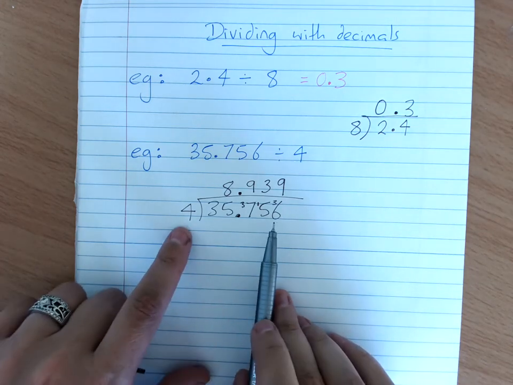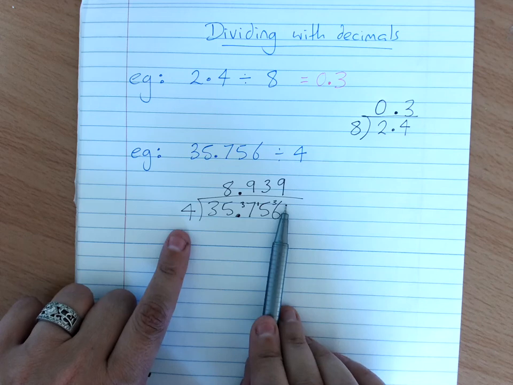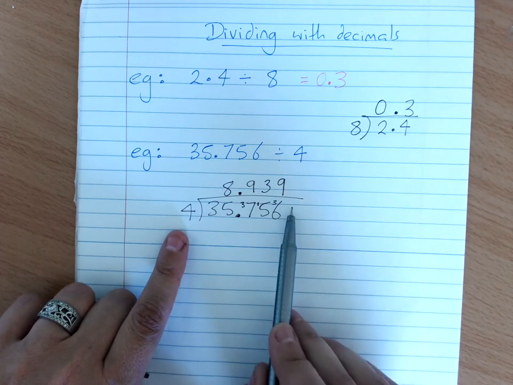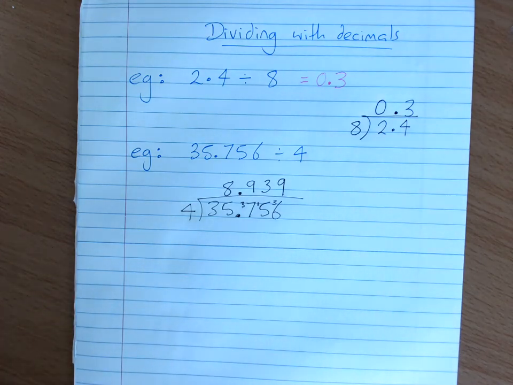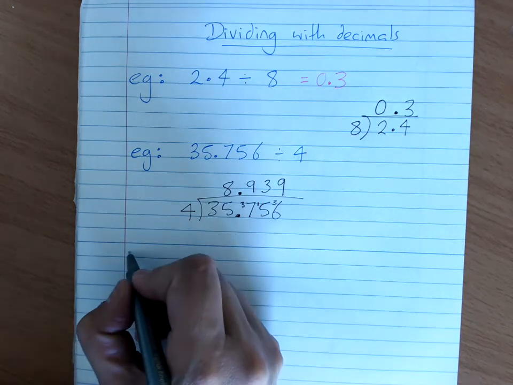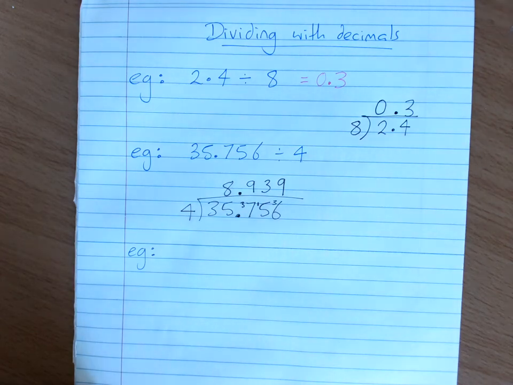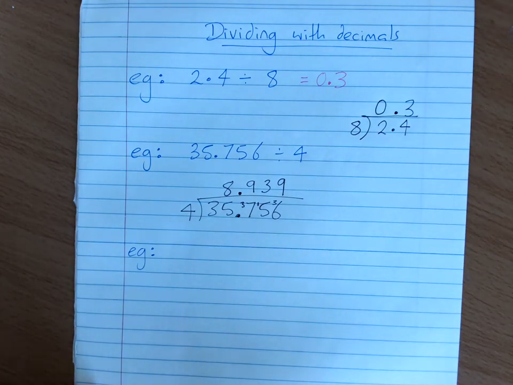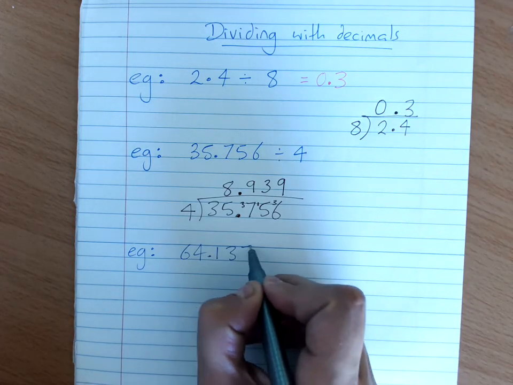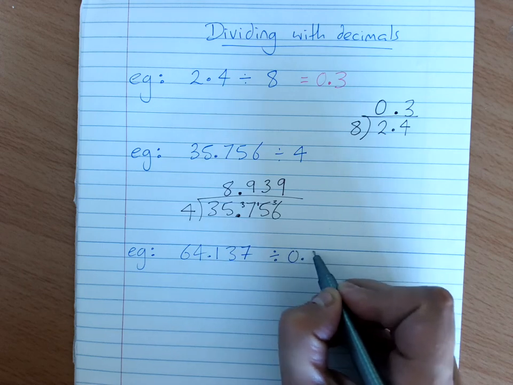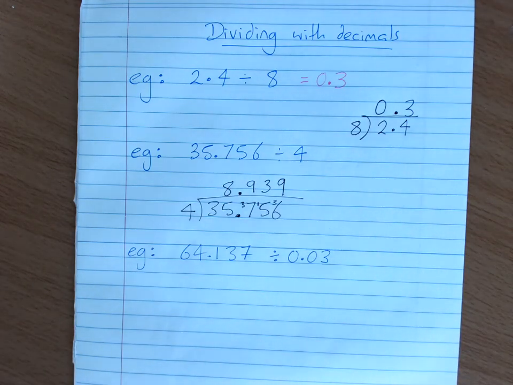Right, sorry. If we'd still had a remainder here and we've run out of digits, we could keep putting zeros, and sometimes we'll need to do that. So we divide just like we normally would. There's one situation where it might be a little bit tricky, and that's dividing by a decimal. 0.137 divided by 0.03.